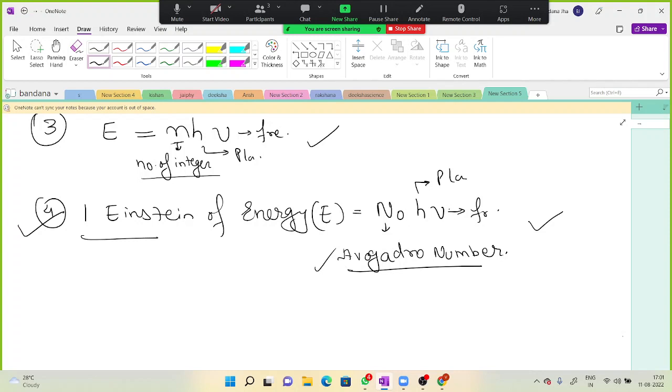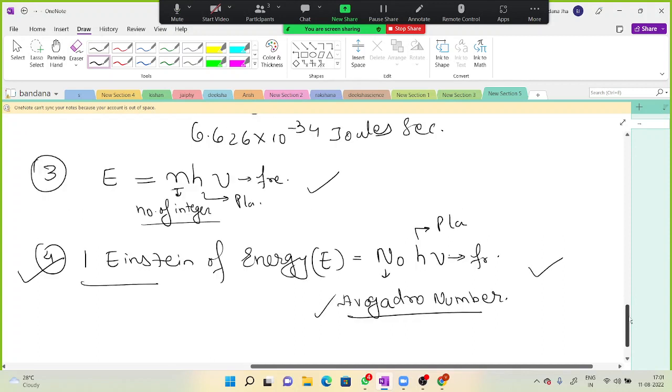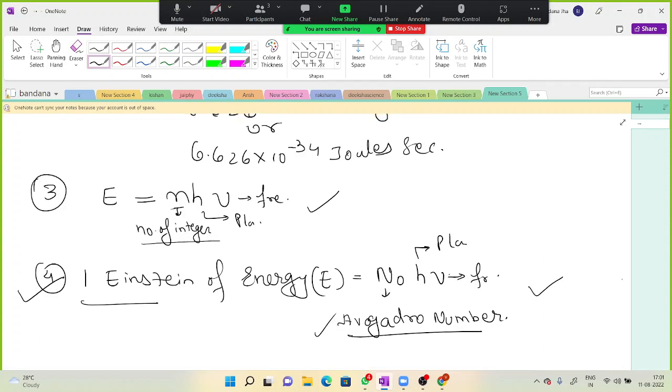If they don't give the number of photons, and instead they give something like 2 moles, then you have to use this one. So 2 into 6.022 into 10 to the power 23, right? Correct.